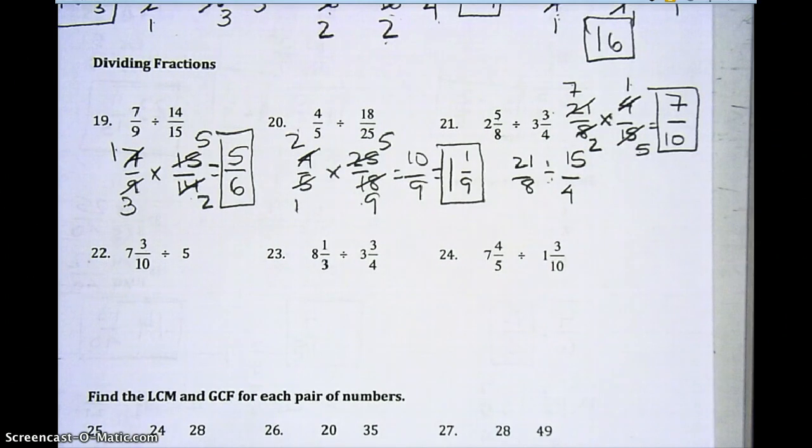So let's pause and try and do 22. Remember, you have to change them to improper fractions first, and then after you change them to improper fractions, you're going to copy, change, and flip. So go ahead and try that.